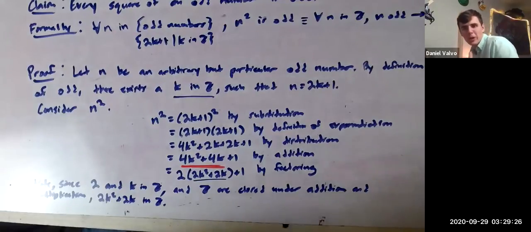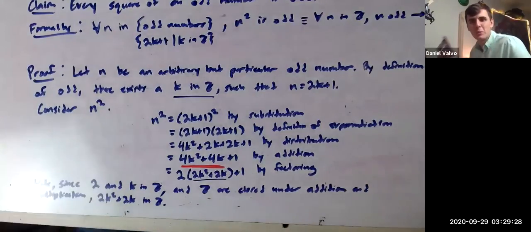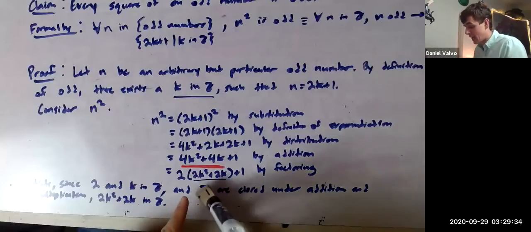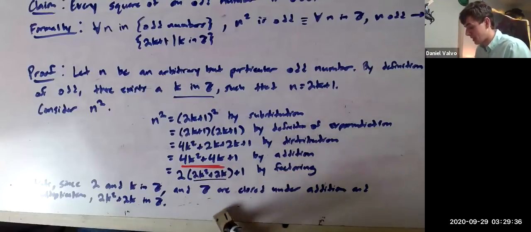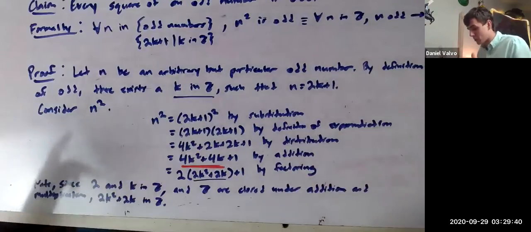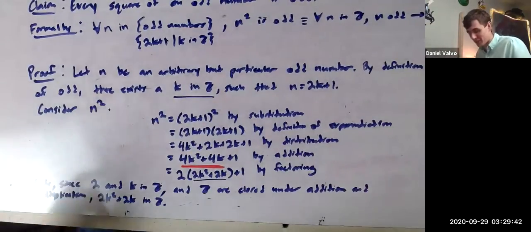Being closed under multiplication and addition just means that any two integers you multiply and any two integers you add are going to also be integers in the result. So the result of k squared is an integer. The result of 2 times k squared is an integer. The result of 2k is an integer. And so the result of 2k squared plus 2k is an integer.